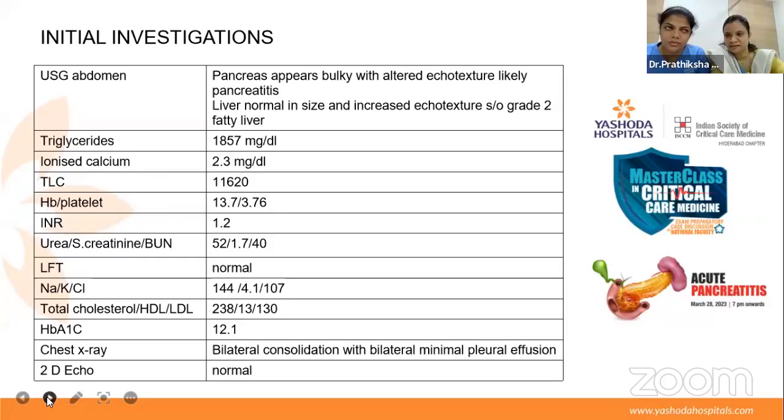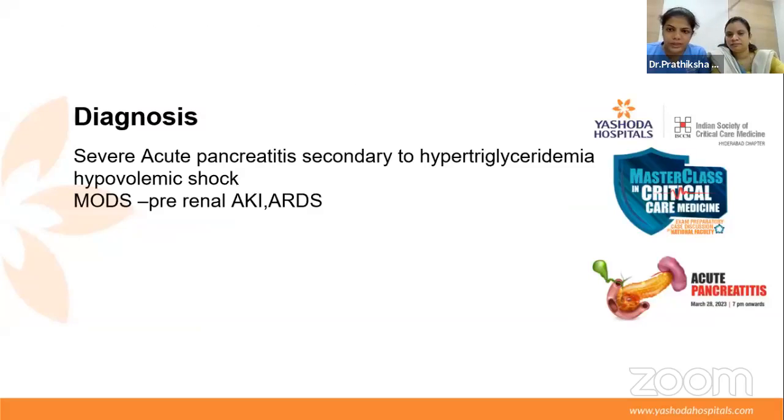Diagnosis: severe acute pancreatitis secondary to hypertriglyceridemia, hypovolemic shock, MODS, pre-renal AKI, and ARDS. On day 1, BISAP score was 3. We gave maintenance fluid of 1.5 ml per kg body weight. Patient was on minimal noradrenaline support.